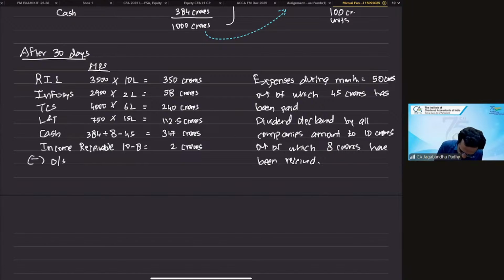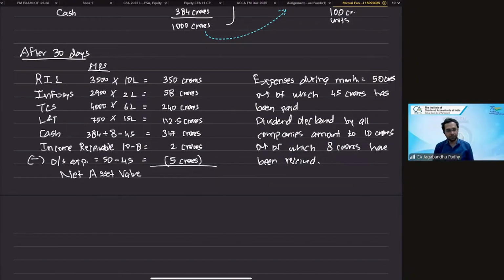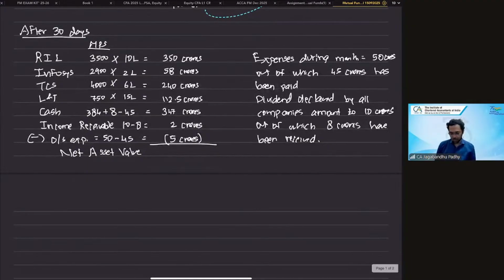Less, we'll have to subtract outstanding expenses, which is obviously our liability. So this is 50 crores, out of which 45 has been paid. So 5 crores is something which is pending. Right? So taking a total of them, what will be the net asset value? Take a total.